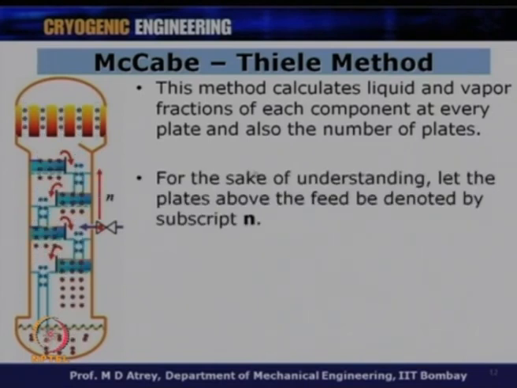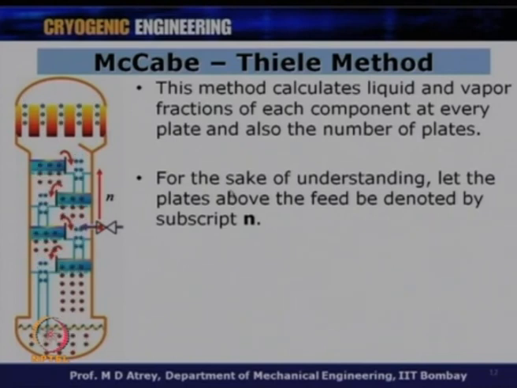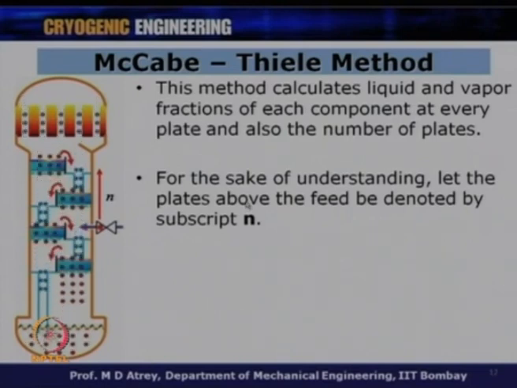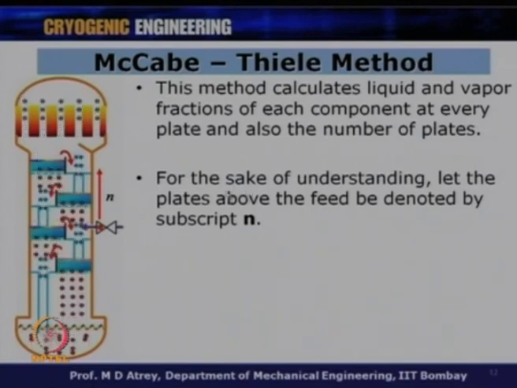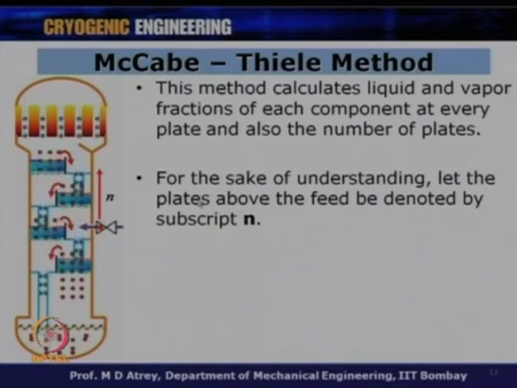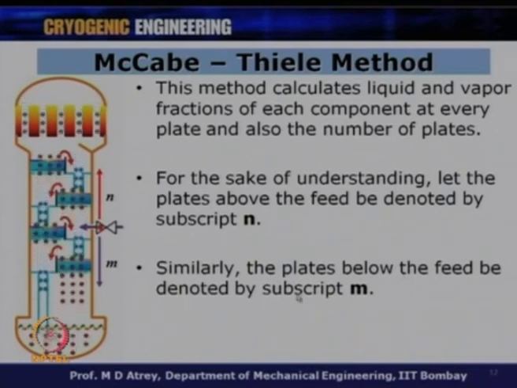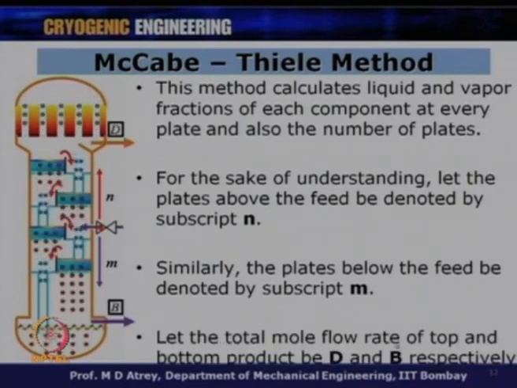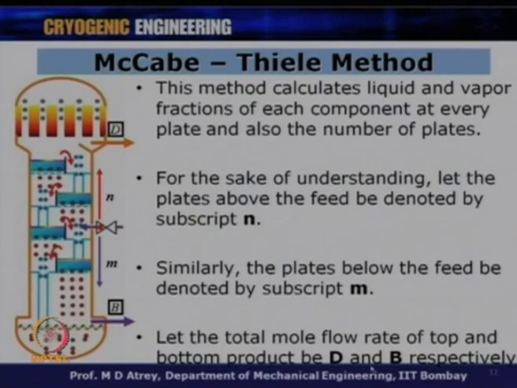Now, let us come to the mathematics involved in this. There are various mathematical steps. I have tried to go into details, but you will have to go through that many times to understand all the algebraic derivations involved in it. But what is most important is to understand the physics behind the system. For the sake of understanding, let the plates above the feed, which is called the enriching section, be labeled as N. Similarly, the plates below the feed, which we call the stripping section, be subscripted as M. Alright. Let the total mole flow rates of the top and the bottom products be D and B.